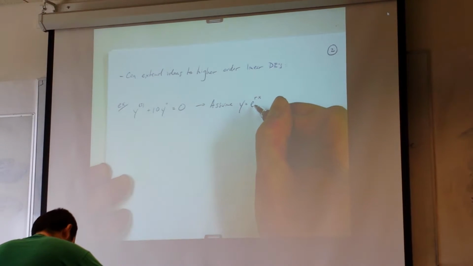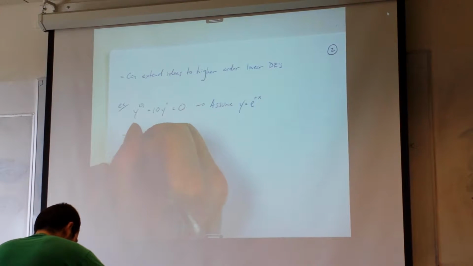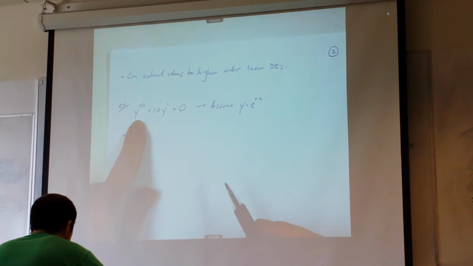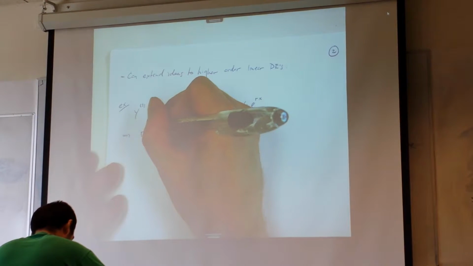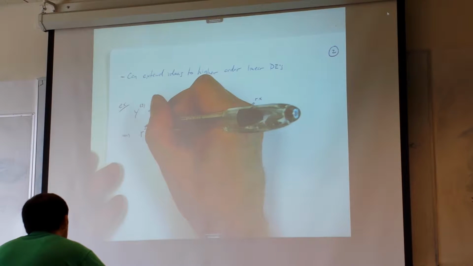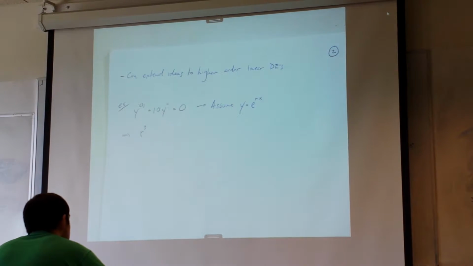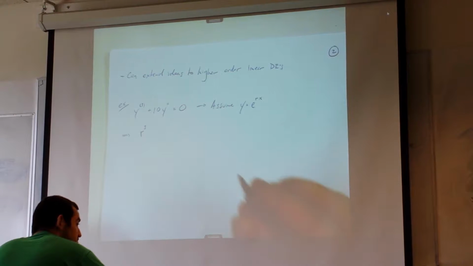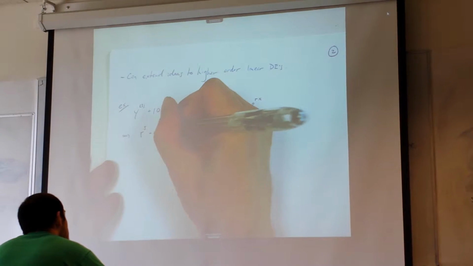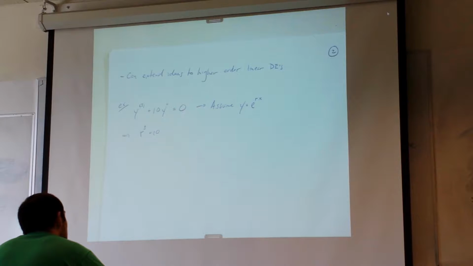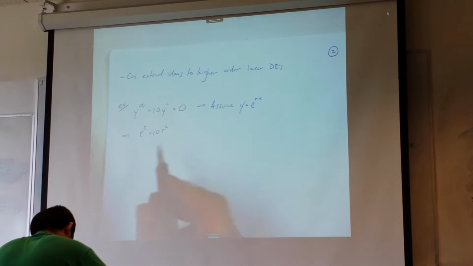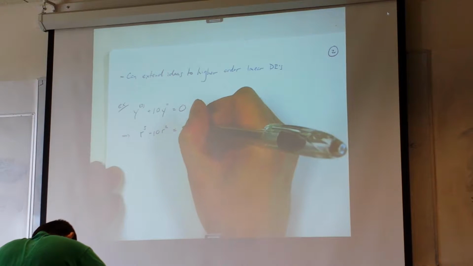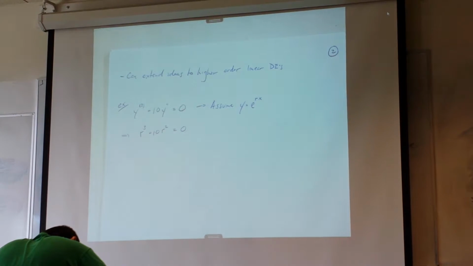When I put in its derivatives, what am I going to get for y triple prime? r cubed e to the rx. Now, I can pull out that e to the rx because it contributes nothing to the equation, since e to the rx is never 0. Plus 10, and y double prime would be r squared e to the rx, but factor out the e to the rx, and it doesn't contribute to the solution. That would be my characteristic equation.